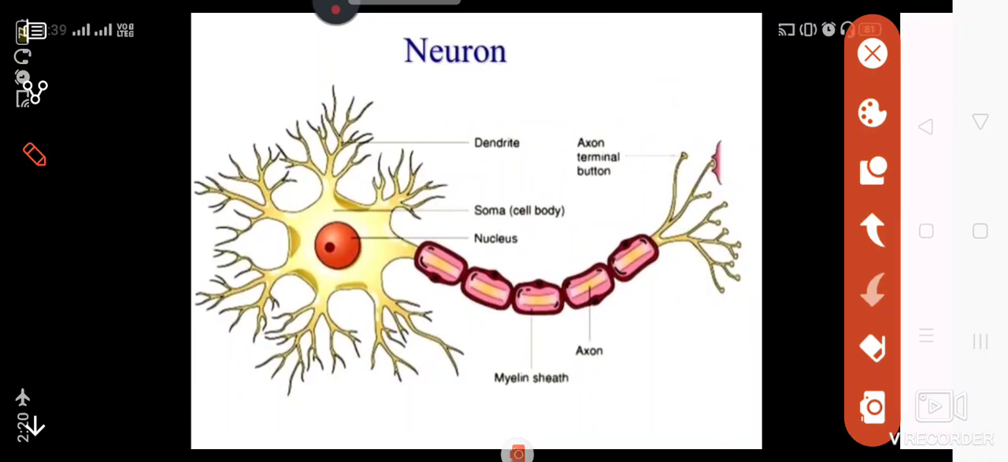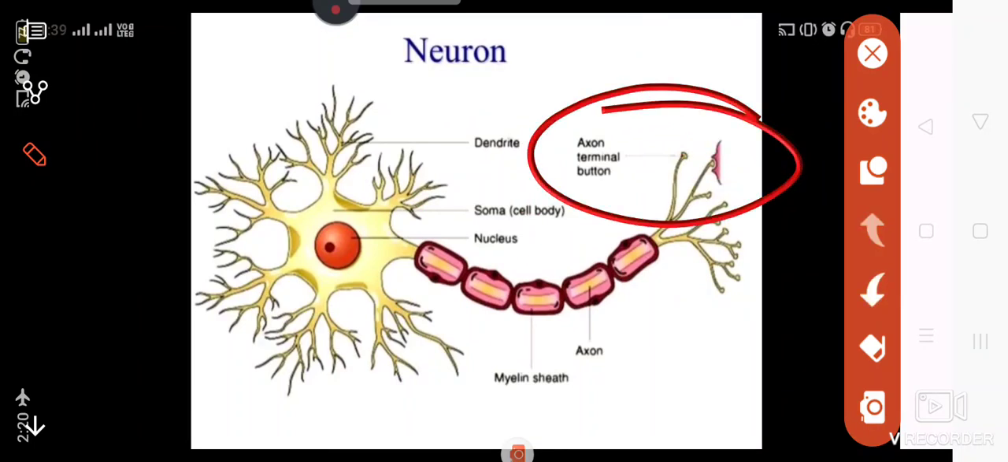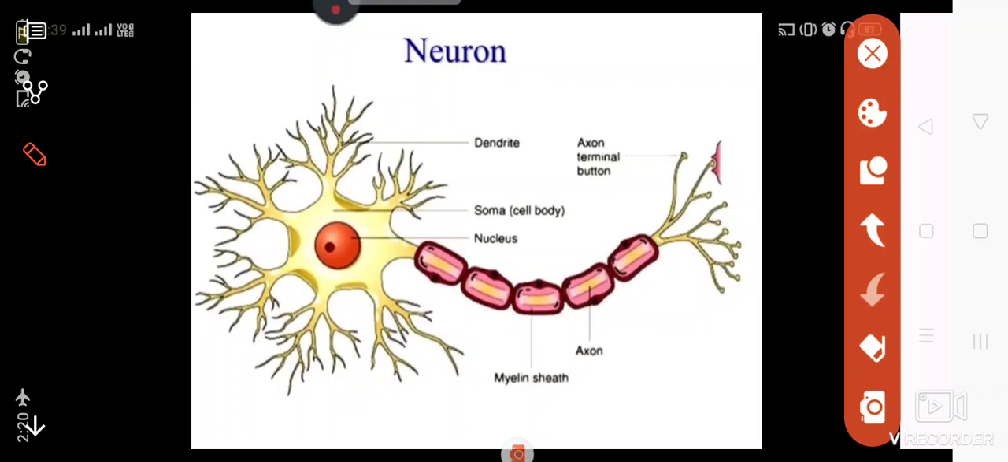Please don't get confused, this part will be discussed in your higher classes, that is in class 10th. So if you have not studied it well, you can just ignore it. You only need to know the basic diagram of the neuron.